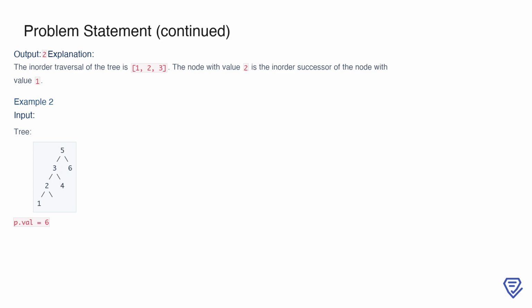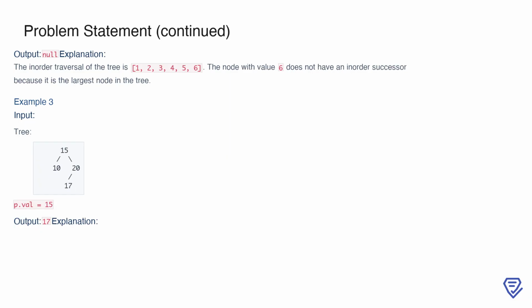Now consider a second example with a larger tree where the root is 5, the left subtree contains nodes 3, 2, 1, and 4, and the right subtree has a single node 6. If the input node P has a value of 6, we need to determine its Inorder successor. In this case, the output is null. The Inorder traversal of the tree is 1, 2, 3, 4, 5, 6, and since the node with value 6 is the largest in the tree, it does not have any successor. Therefore, the result is null.